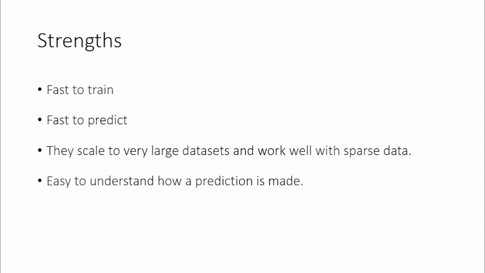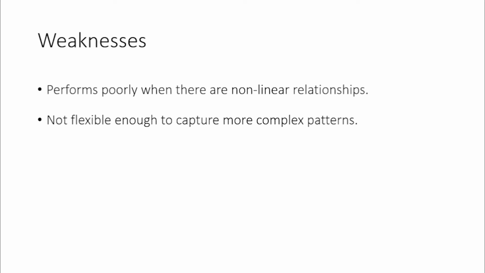So the strengths of linear models are that they are fast to train, fast to predict, they scale to very large data sets, and also work well with sparse data. That is, when the data collected is not very high, linear models tend to work decently. Okay. Weaknesses: they perform poorly when there are non-linear relationships and are not flexible enough to capture more complex patterns.